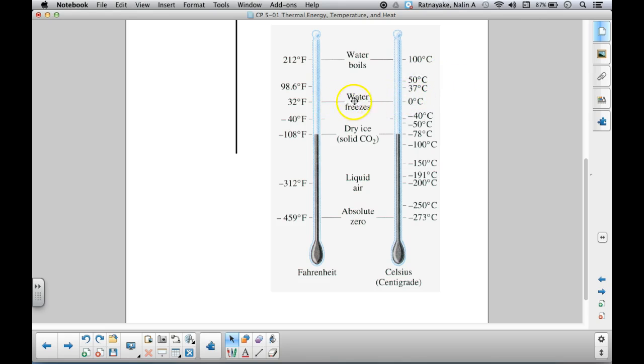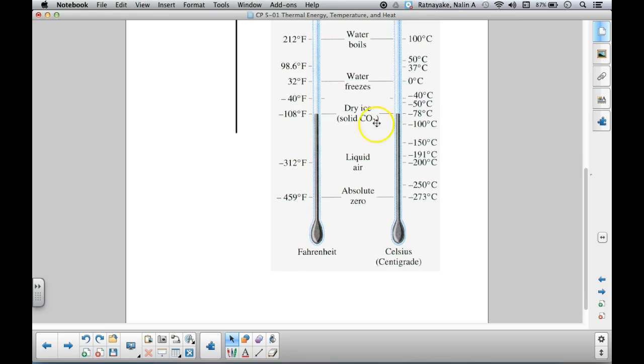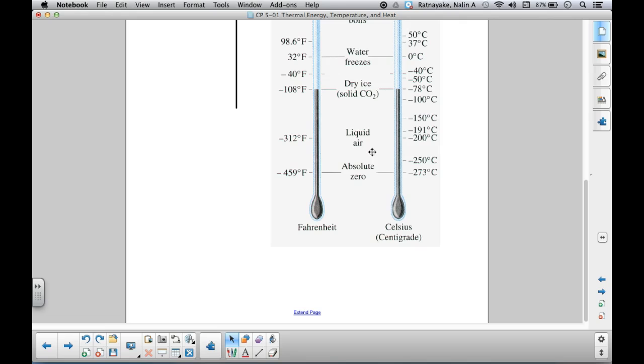Water freezes at the same temperature at the same altitude and conditions. So pure water freezing under the same conditions is going to be 32 degrees Fahrenheit or 0 degrees Celsius. Here's dry ice, which is made up of carbon dioxide, solid CO2, and that happens at negative temperatures on both scales. And here is absolute zero.